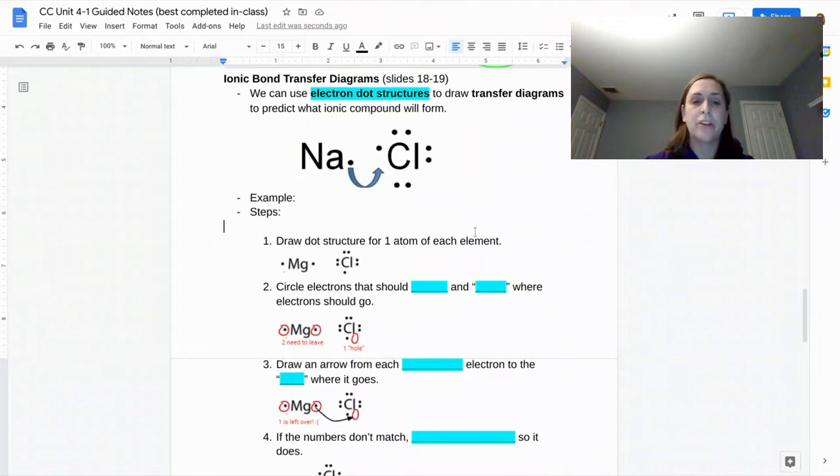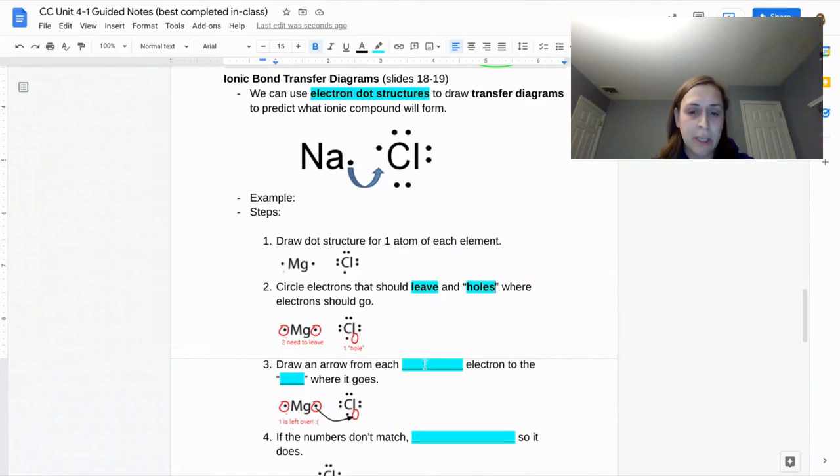Steps. Draw the dot structure for one atom of each element. Here I've drawn magnesium and chlorine. Circle the electrons that should leave. Those are where the cation is forming. And the holes where the electrons should go. That's where the anion is going to form. So see, on magnesium, I have 2 that need to leave. And on chlorine, I have 1 hole.